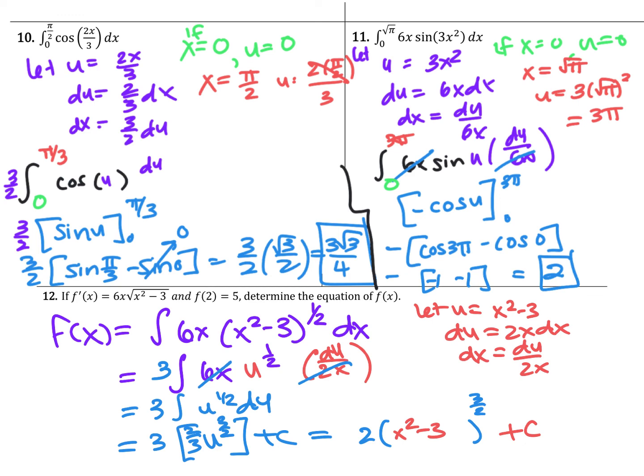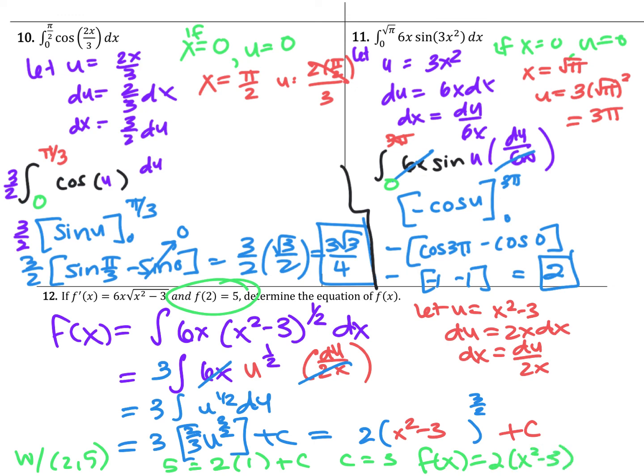Now I need to use my initial condition to figure out what c is. So with the point 2, 5, I'm going to have that 5 is equal to 2 times 2 squared is 4 minus 3 is 1. So 2 times 1 plus c. So c is going to be equal to 3. And then we can rewrite f of x as 2 times x squared minus 3 to the 3 over 2 plus 3. And that is our function.